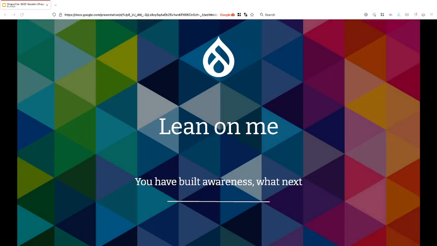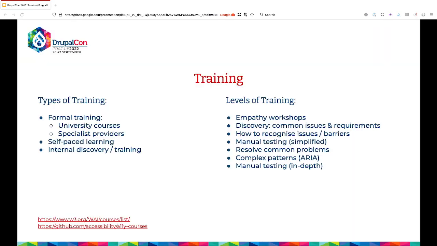Right. So you've built awareness. What next? The first is training. There's all sorts of formal training. There's university courses, specialist providers like TPG, Tenon, DQ, one of the biggest ones, Level Access. There's some in the UK. There's WebAIM. There's lots which will do group training or individual. There's self-paced learning. There's a number of online platforms. EDX do one that's partnered with the W3C. DQ University is great. And then there's, of course, internal discovery and training.